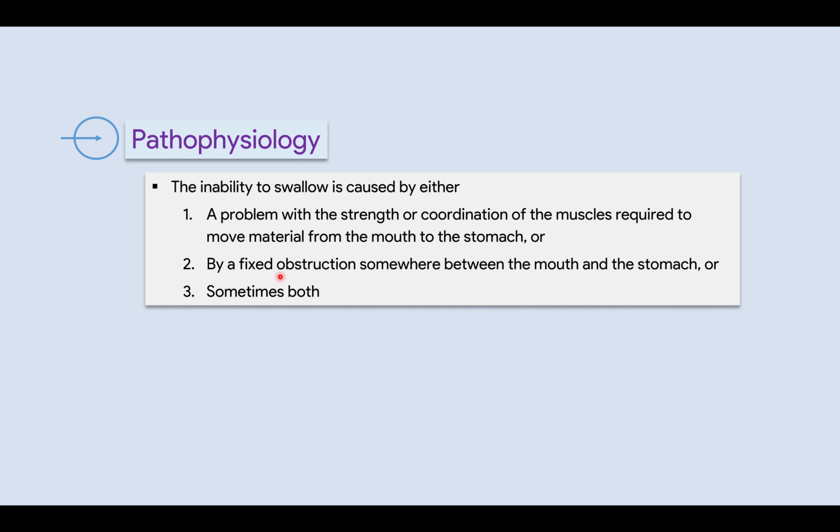Or there could be a fixed obstruction somewhere between the mouth and the stomach. That means there is some obstruction which is hindering the passage of food from the mouth to the stomach, or there may sometimes be a combination of both of these. So it's not exclusive that it could be either one or the other. It can be a combination of both.